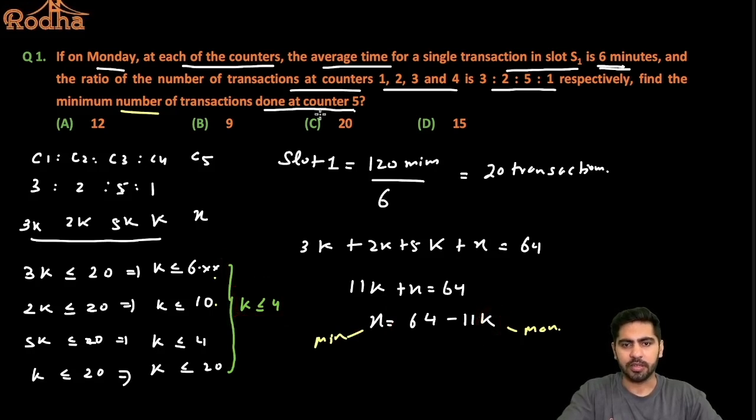So I can say if I substitute K here as 4, I'll get X is equal to 64 minus 11 into 4, which is 44. That gives me nothing but 20, right? So that should be my required answer, right?